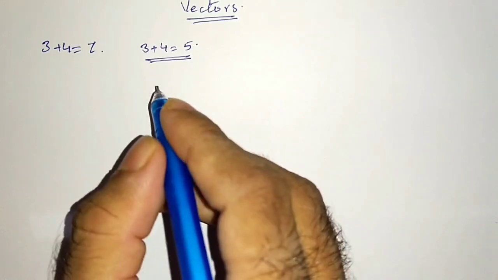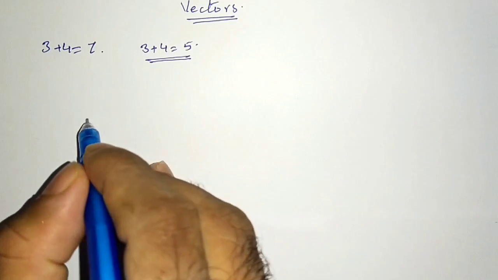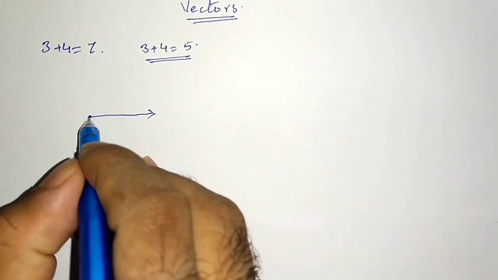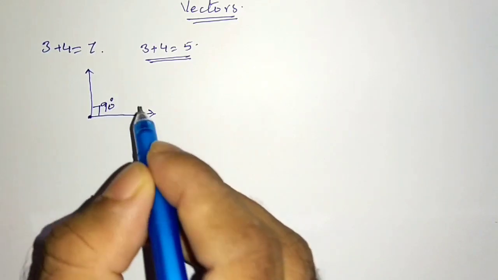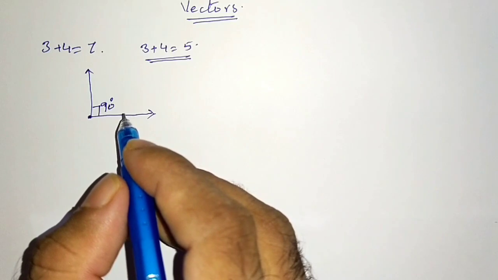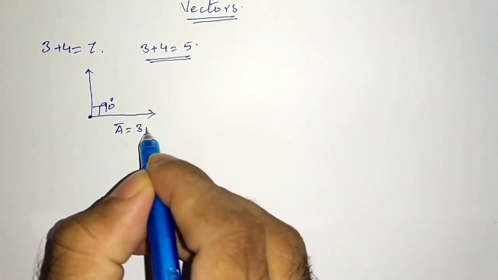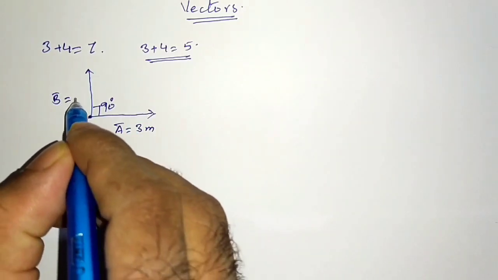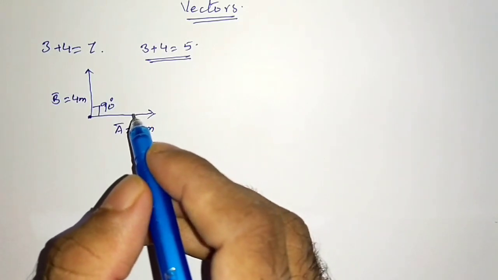Consider two orthogonal vectors. You know what is meant by orthogonal vectors. If the vectors make an angle of 90 degrees, then we call them orthogonal vectors. Okay, let us take this as vector A, whose magnitude is 3 meters, and this as vector B, and its magnitude I am taking as 4 meters. I think you might have understood.